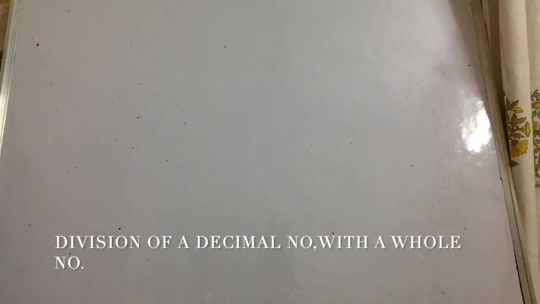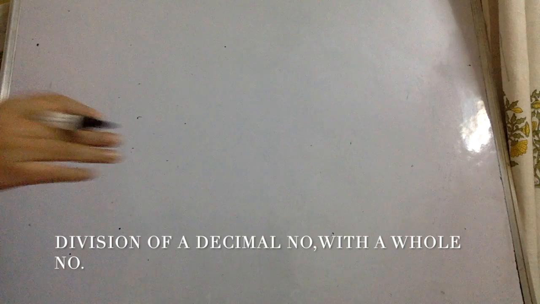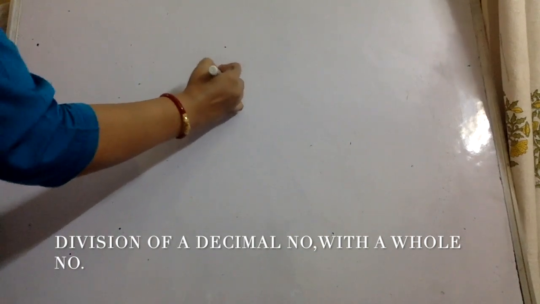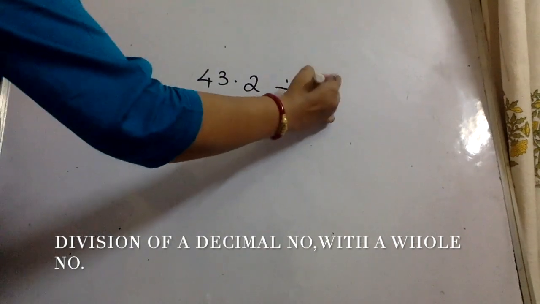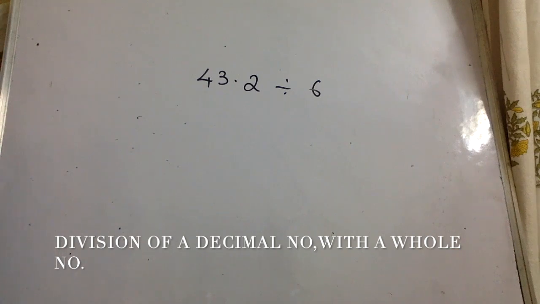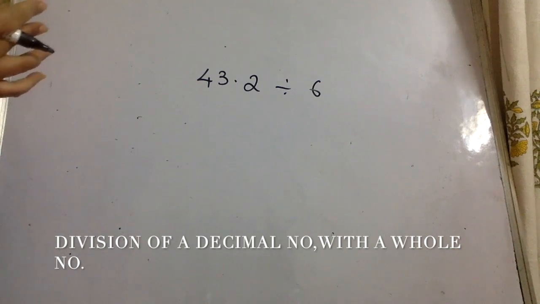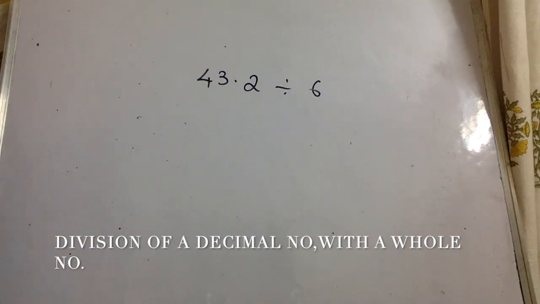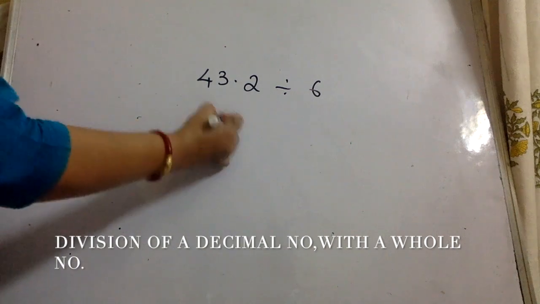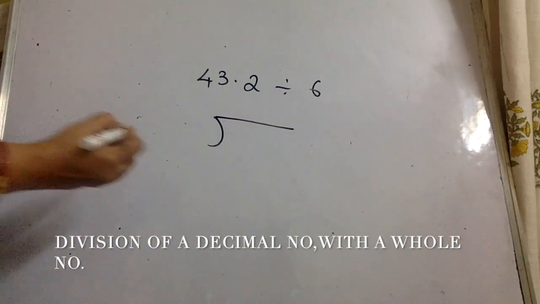Let me now take up division of a decimal number by a whole number. That is going to be simpler. So 43.2 divided by 6. Now this one we can do as a shortcut, by just writing this 6 under this, or we can even go for the long method. Let me go for the long method because that explains the thing better to you.